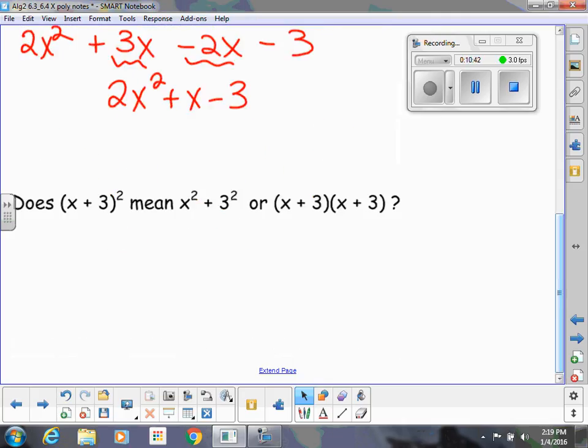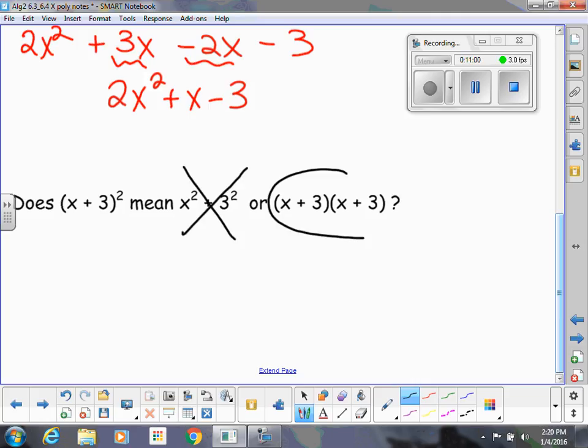Now, I want to make sure we understand that if I have something like this, parentheses x plus 3 squared, does it mean that I'm going to distribute the squared so that I have x squared plus 3 squared, or does it mean I have two parentheses? Hopefully you've said to yourself, it means the two parentheses and not that. That is a big no-no. All right, so if you have two parentheses, then again, you're just going to do your FOIL or distributing.